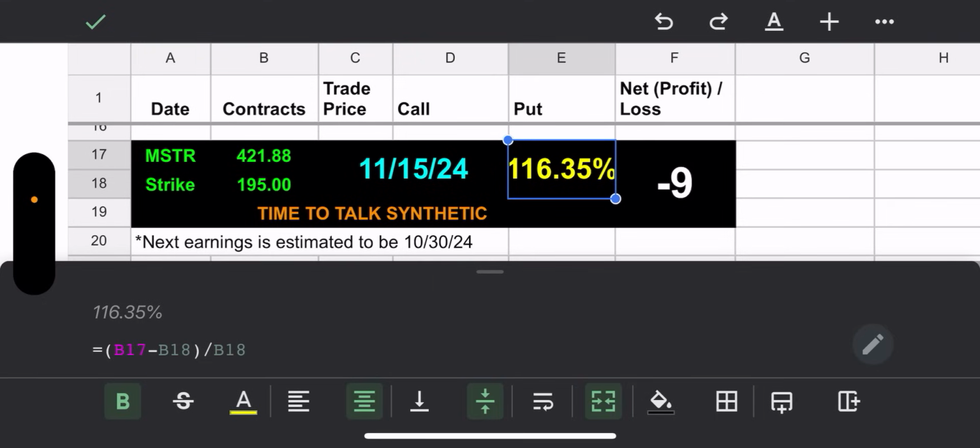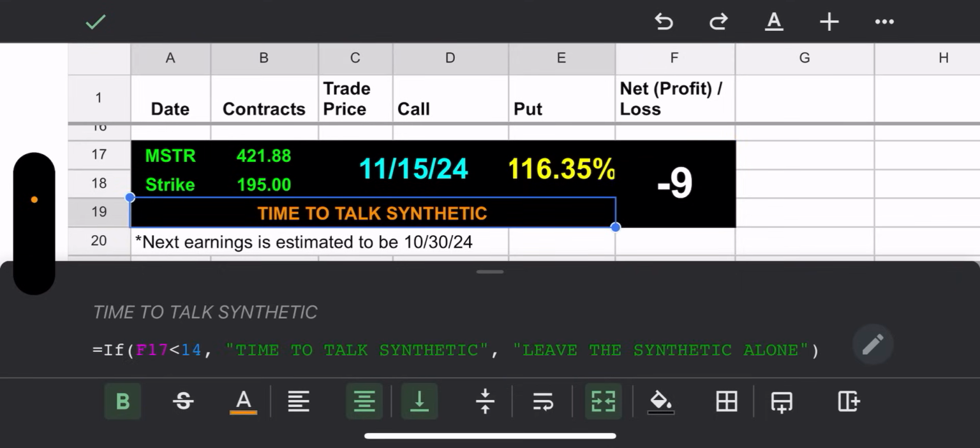Now, for this value, this is pretty simple as well. This is where I take B17, which is the MSTR price, subtract the strike, 195, right? And then I divide it by B18, which is the strike. So it shows you how much the underlying is above the strike. This is an older synthetic, though. Just keep that in mind. We don't have an actual synthetic that's 116% above. And then you have the days till expiration, which, I'll go to a more current synthetic, but this shows -9 because obviously we're past that date.